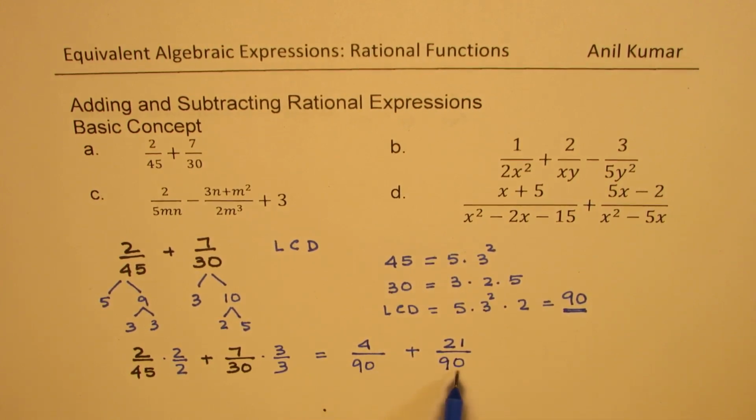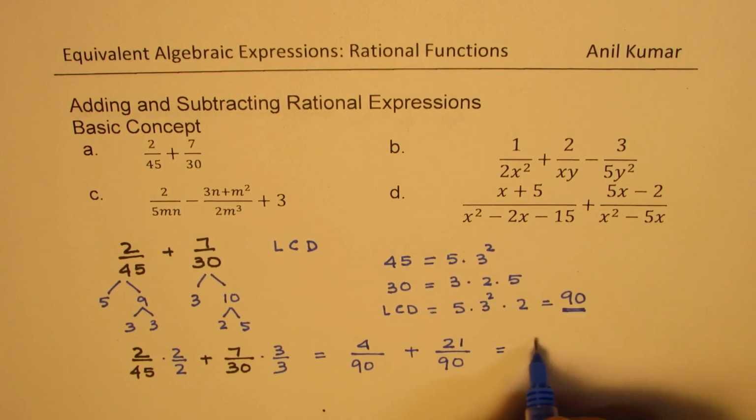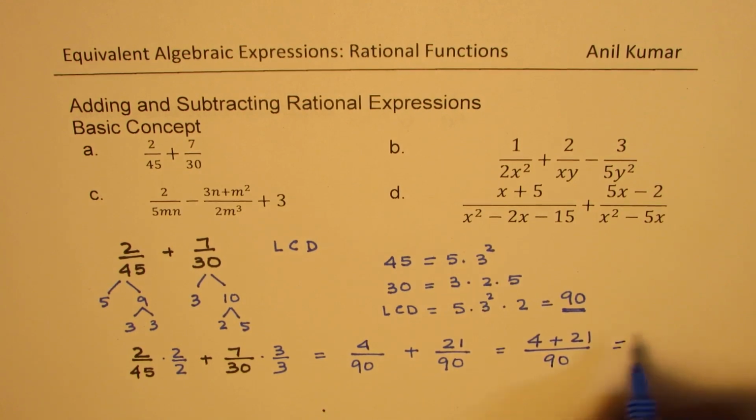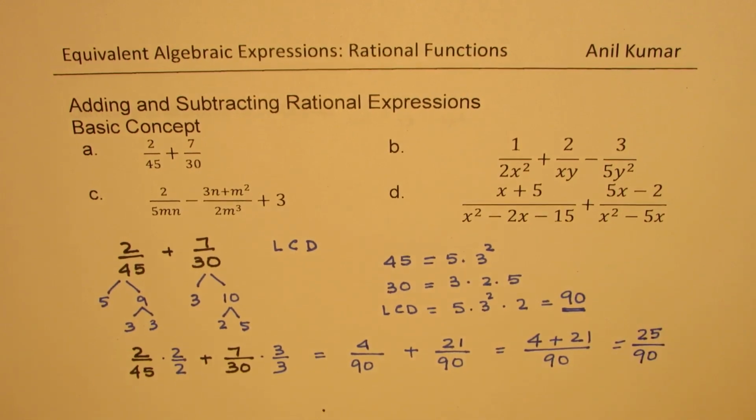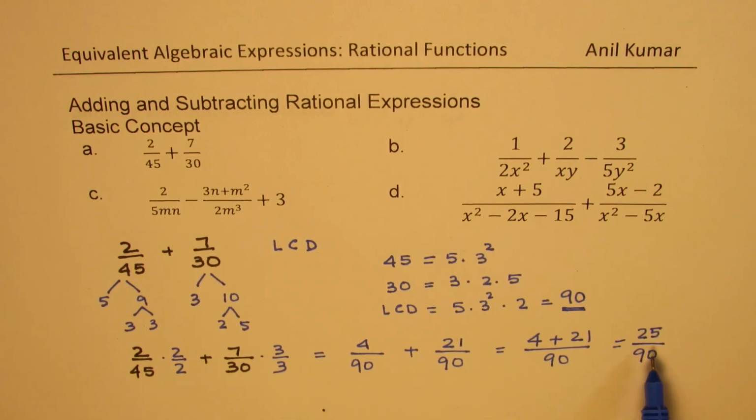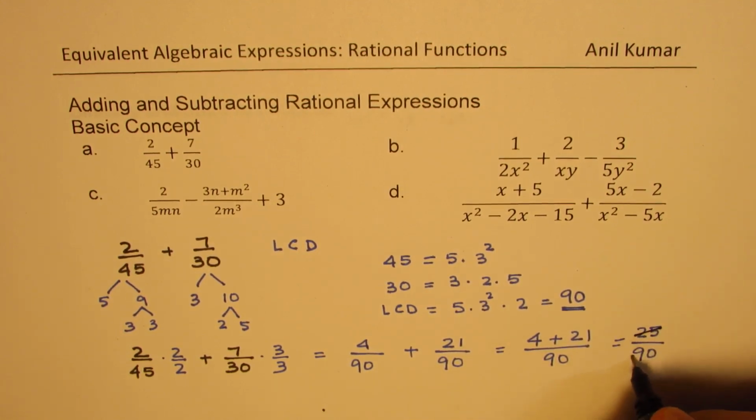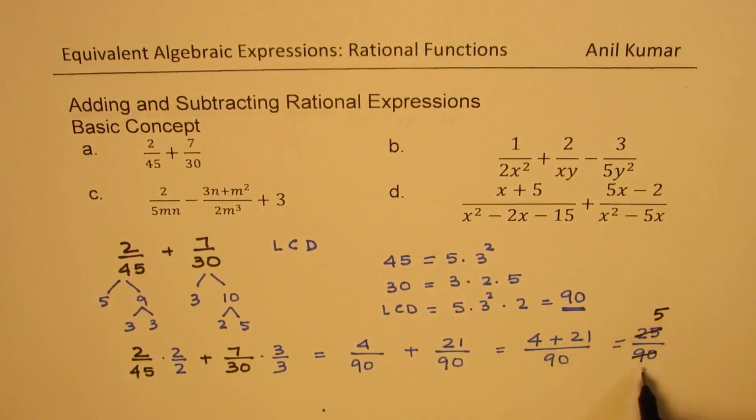Now, when we have a common denominator, we can add the numerators. So we say it is 4 plus 21 over 90, and so the result is 25 over 90. Now, 25 over 90 can also be simplified, right? So we can divide both by 5 and simplify the result. So if I divide by 5, what do I get? We get 5 in the numerator, and 90 divided by 5 gives 18, right? So we get our answer as basically 5 over 18.